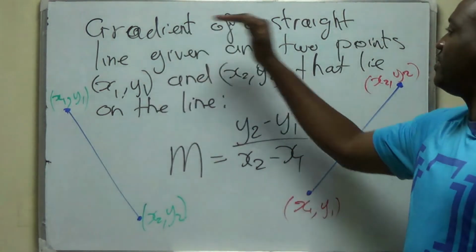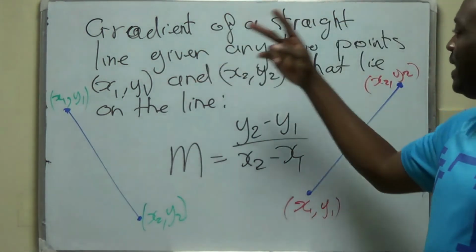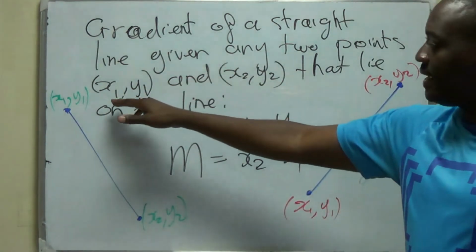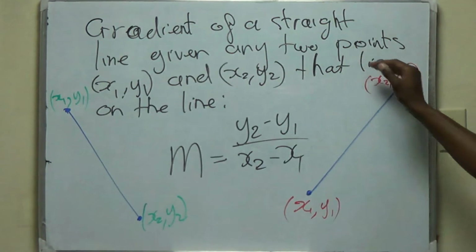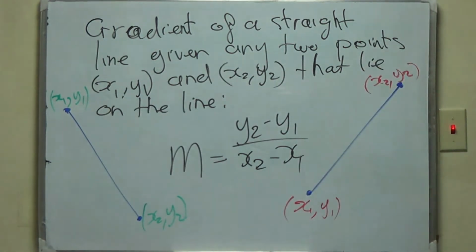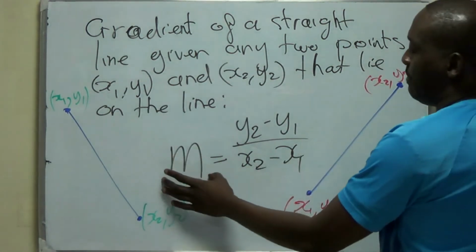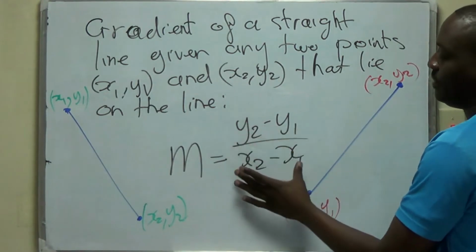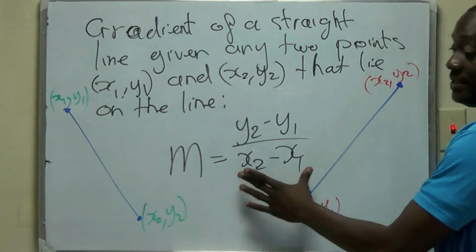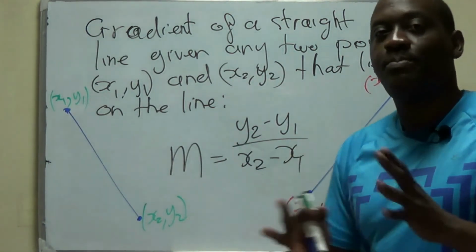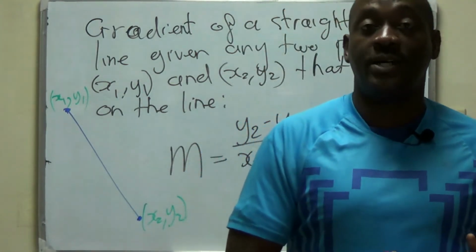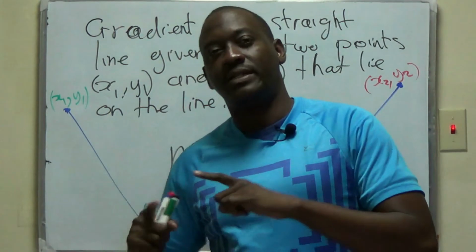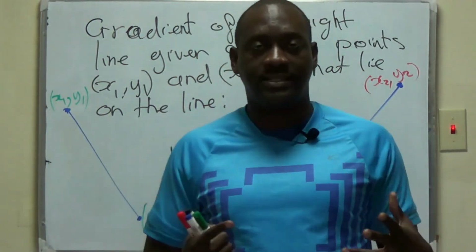The gradient of a straight line, given any 2 points x1, y1 and x2, y2 that lie on the line, is: gradient m is equal to y2 minus y1 over x2 minus x1. Now it doesn't matter which point you label as x1, y1 and which point you label as x2, y2, and we will demonstrate that when we do a couple of examples.